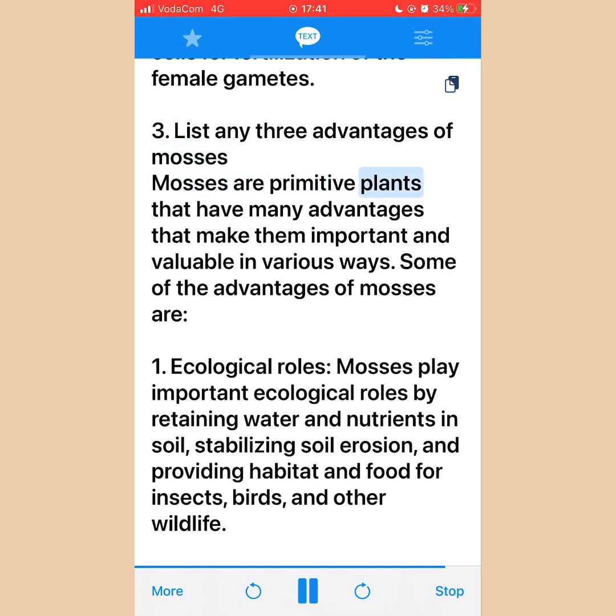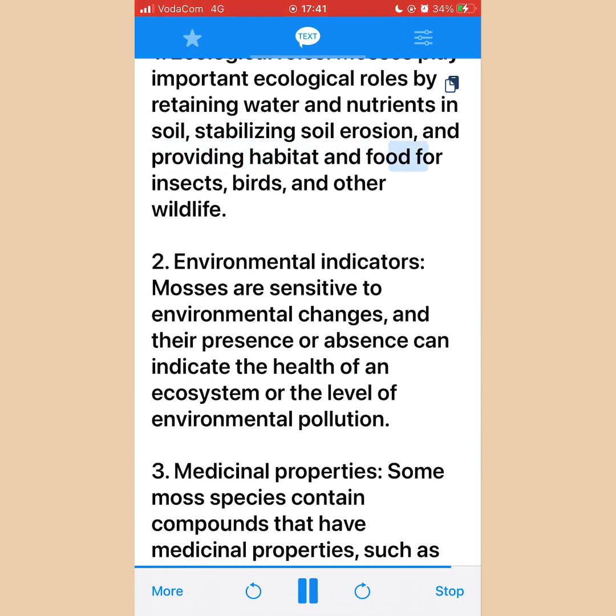Mosses are primitive plants that have many advantages that make them important and valuable in various ways. Some of the advantages of mosses are: 1. Ecological roles. Mosses play important ecological roles by retaining water and nutrients in soil, stabilizing soil erosion, and providing habitat and food for insects, birds, and other wildlife. 2. Environmental indicators. Mosses are sensitive to environmental changes, and their presence or absence can indicate the health of an ecosystem or the level of environmental pollution.